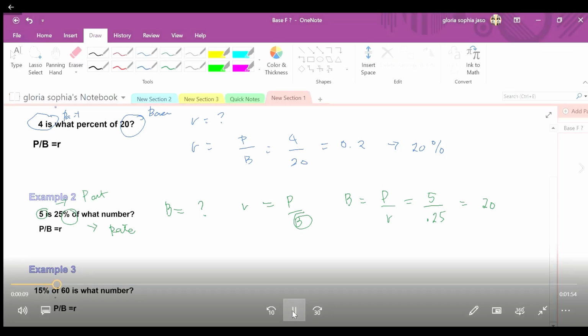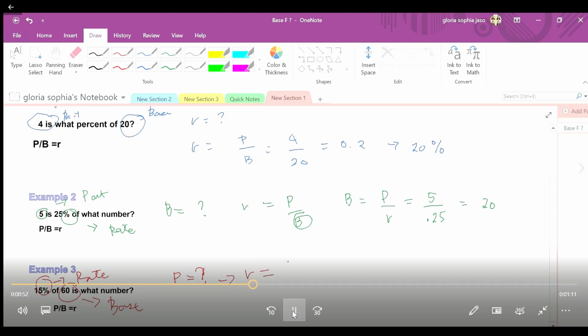Example 3. 15% of 60 is what number? So let's identify first the given. 15% is the rate, and 60 is the base. So what is asked in the problem? Okay, so the missing variable is P.